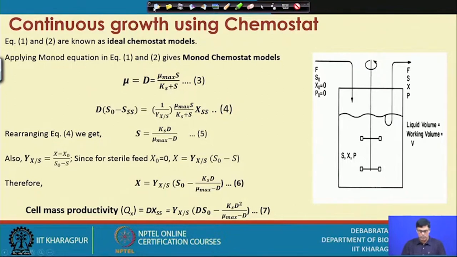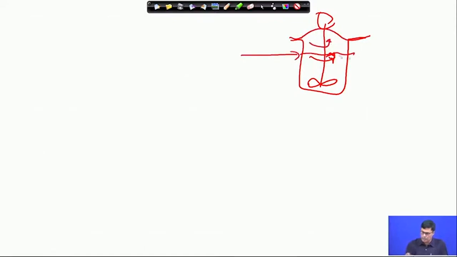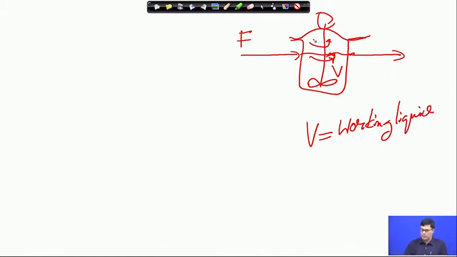Now next, a very important thing is how this dilution rate affects the steady state condition. So let me explain that. Let us assume this is the stirred tank reactor, am I right? Substrate is coming this way and product is going this way. So here F is the flow rate, and this liquid volume we can consider as V. V is called the working volume, because we assume that reaction takes place only in the liquid phase, it does not take place in the free space. So this is also F.